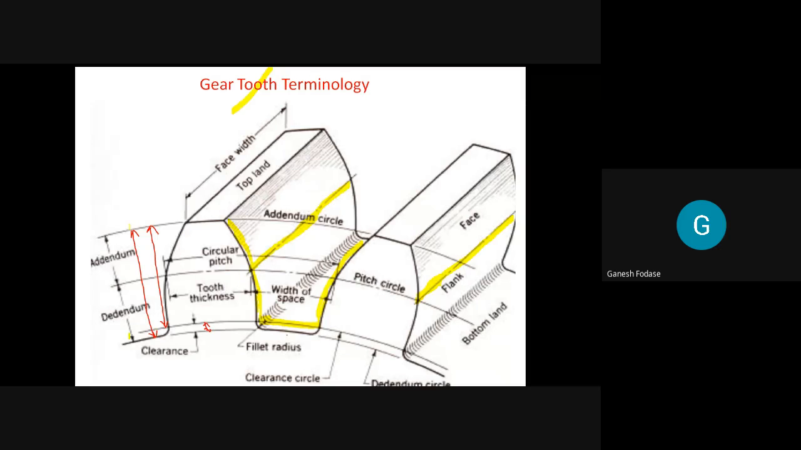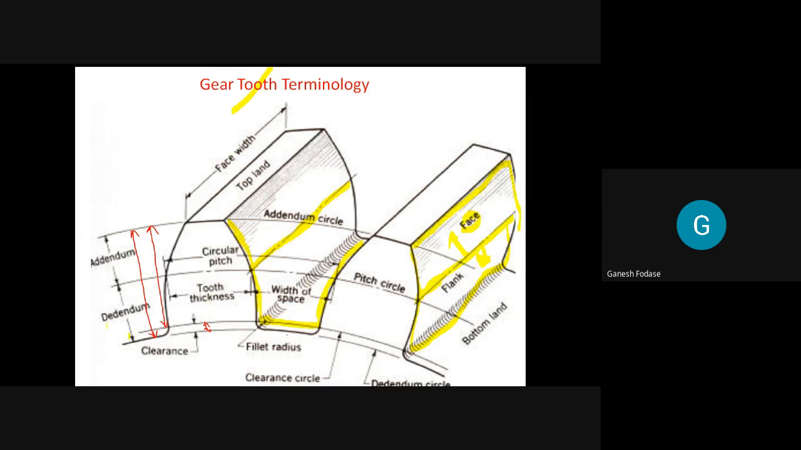The portion of the gear tooth above this pitch circle is called the face, while below is called the flank. You can see here, this portion is called face, while this will be a flank. This one is a face. Above this is called face, and below this is called a flank. This one is face, and the below one is a flank. So we define face and flank along the axis.